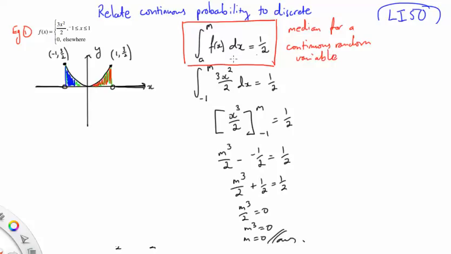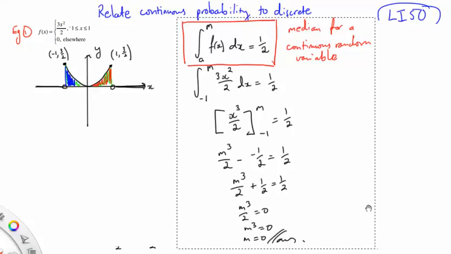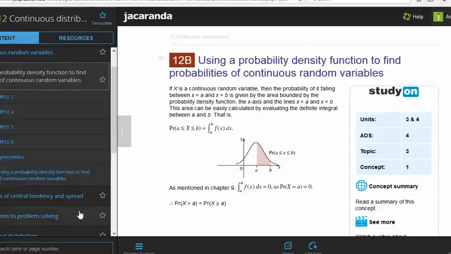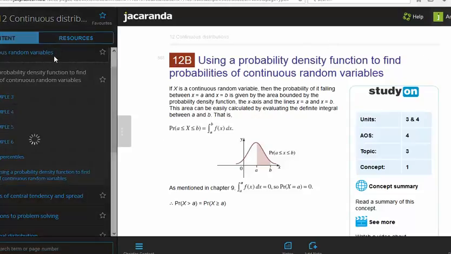Alright, what about the mode? We need to know the mode. So how do we find this mode? Well, what we're looking for with the mode is just the maximum. So the mode, if you look here, for a continuous random variable is a bit different.